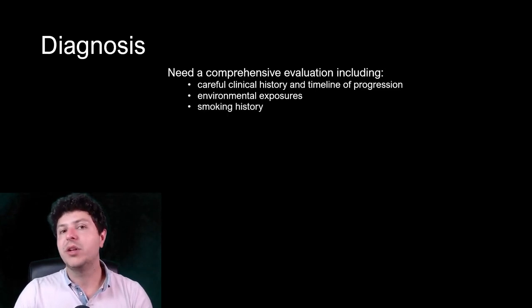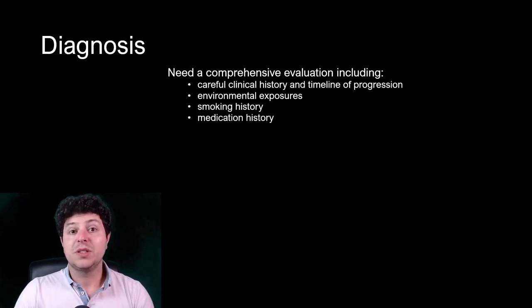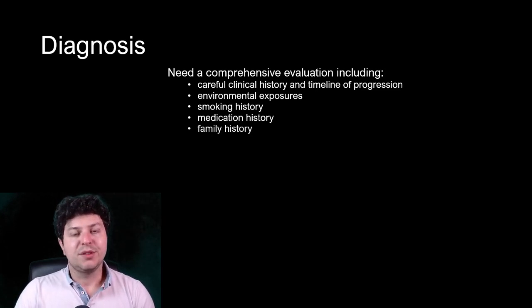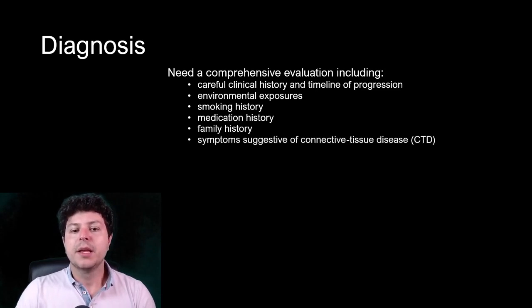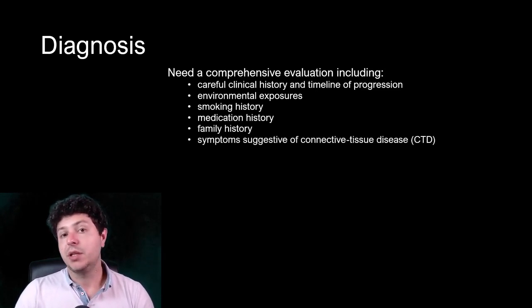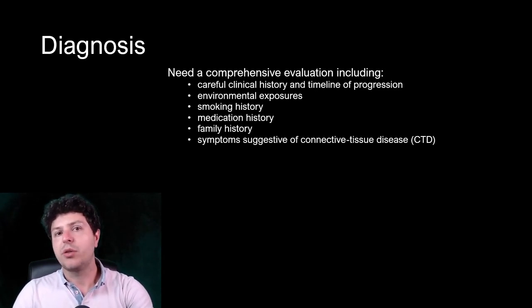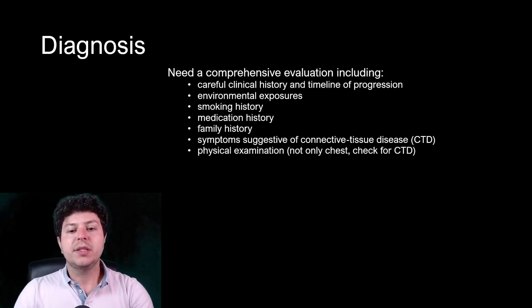Lung injury, think about that. Medication history. Was there a drug that the patient started recently that may have caused the fibrosis? Family history, very important. If they've had a brother with IPF, that's a big red flag. You need to consider that as well. Symptoms suggestive of systemic disorders like connective tissue diseases, scleroderma, for example, rheumatoid arthritis, things like that. The physical examination helps you check for these things.